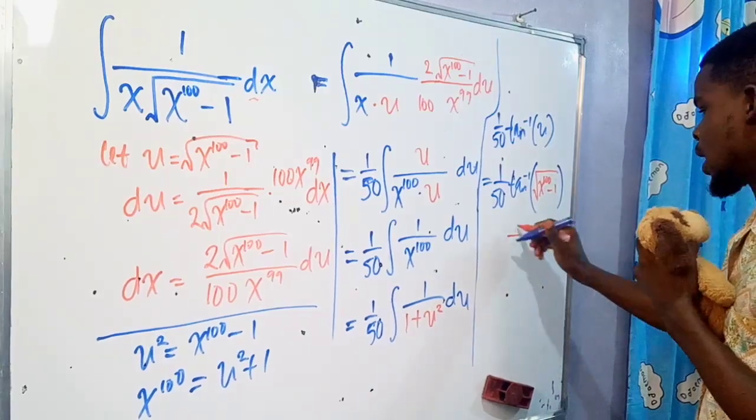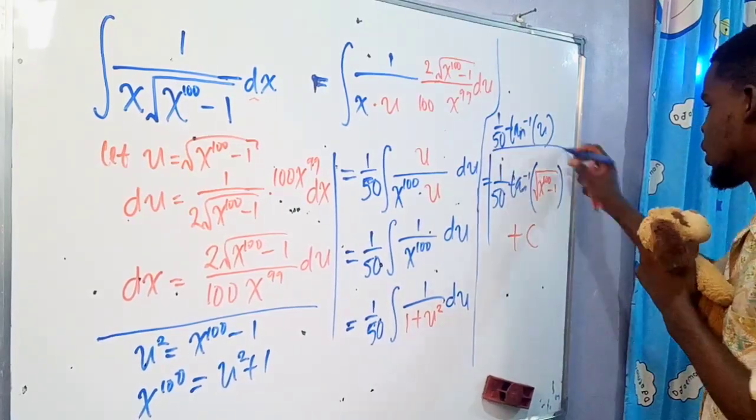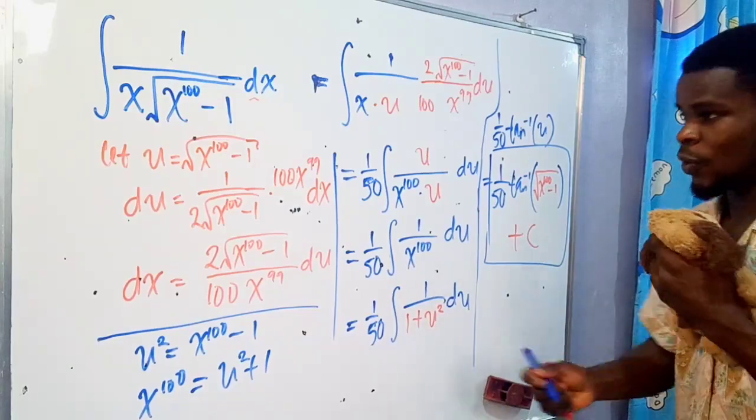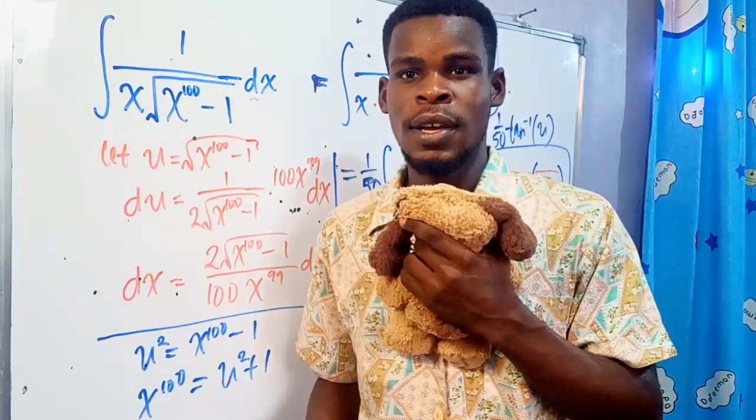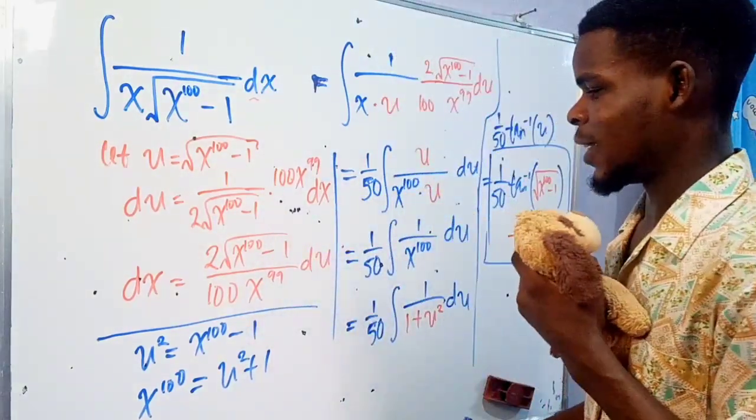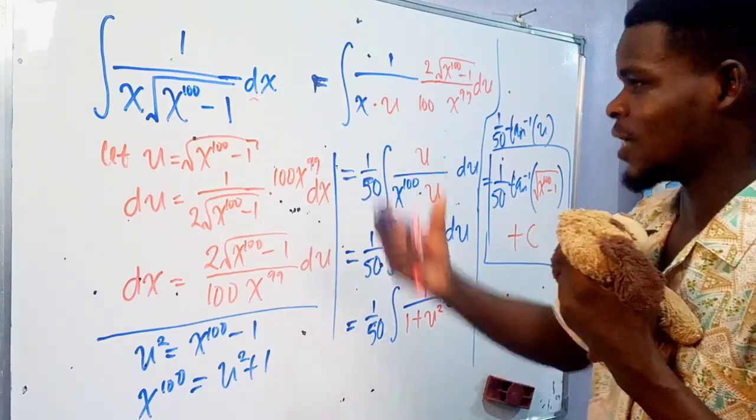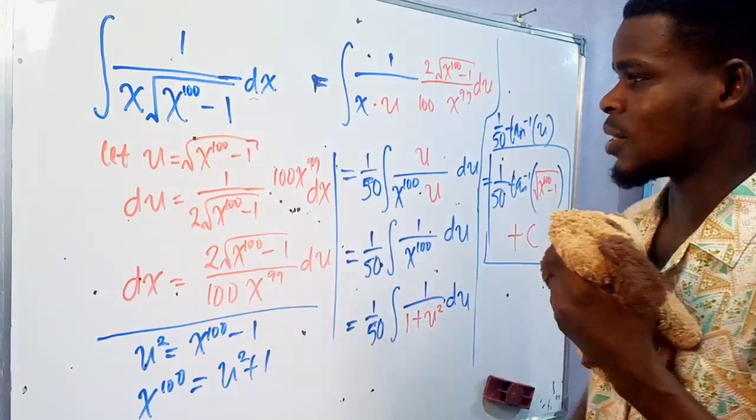Since we are done, we add an arbitrary constant, and this right here is the antiderivative of that function. All right, great. So it's crazy, right? It's very simple, not as complicated as the equation appears or seems to be.